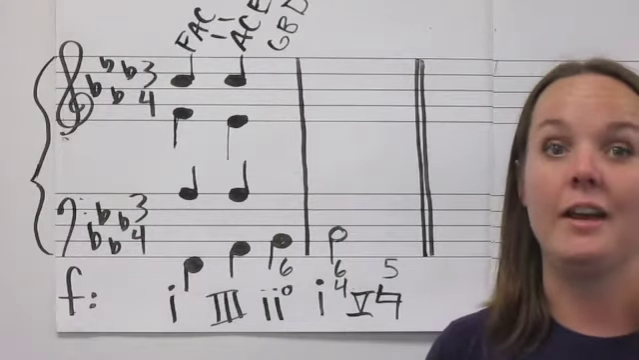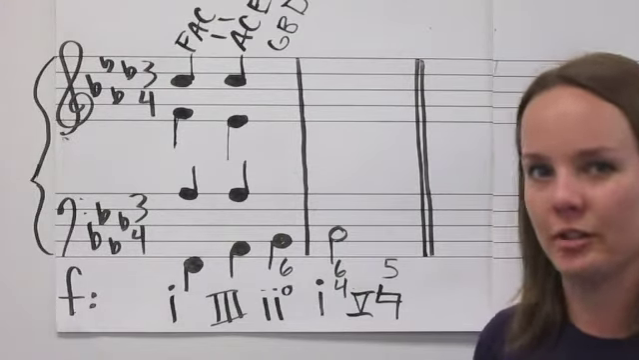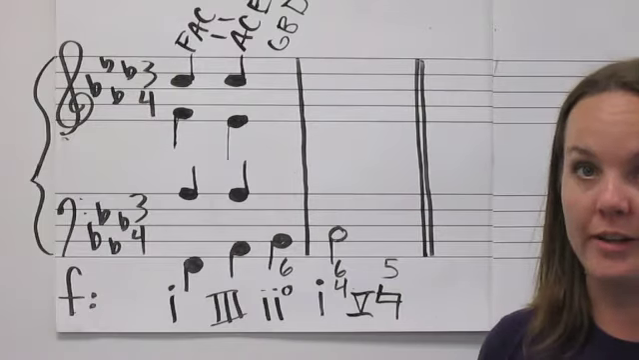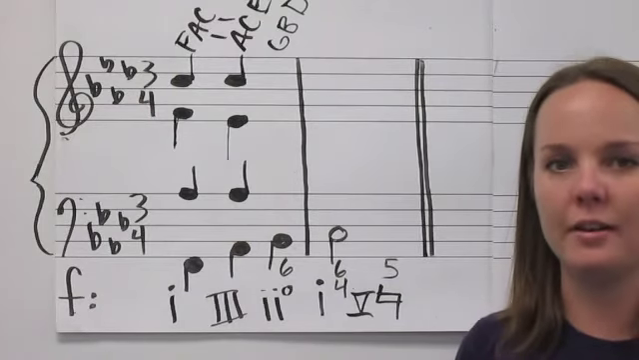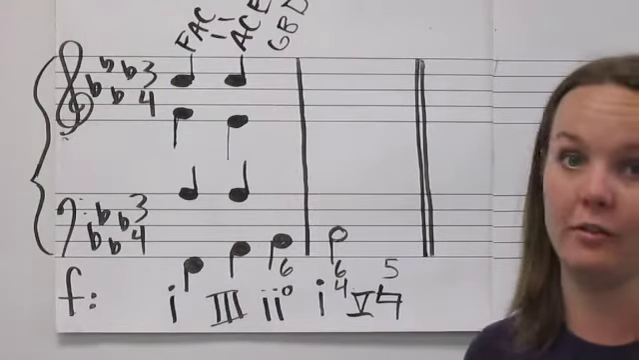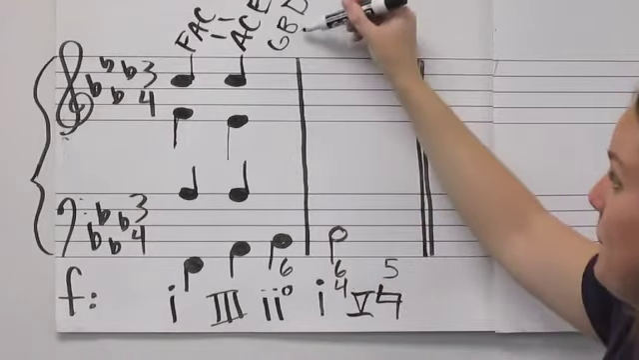Alright, next we have a diminished 2 chord in first inversion. Now remember, for diminished triads, you want to double the third instead of doubling the root or fifth of your triad. So we're going to double B.